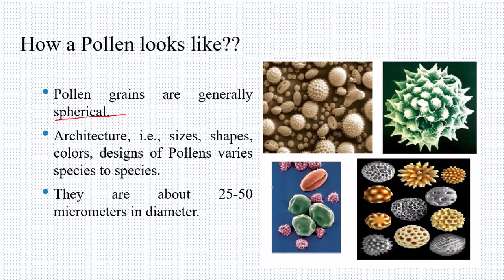The architecture of pollen is very interesting. Mostly the size, shape, color, and designs of pollen vary from species to species. If anyone asks you about the diameter of a pollen grain, it is not fixed, but approximately 25 to 50 micrometers can be the diameter of a pollen grain, as mentioned in the NCERT book.